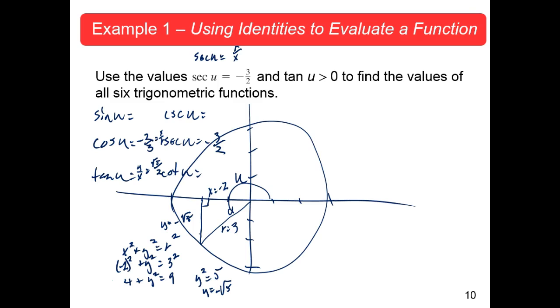Cotangent. What would cotangent be then? 2 over root 5. Now, if you don't like having a radical in the denominator, how could you write that? 2 root 5 over 5. Okay, that would be fine too. I don't care. Okay, can you do either sine or cosecant now?